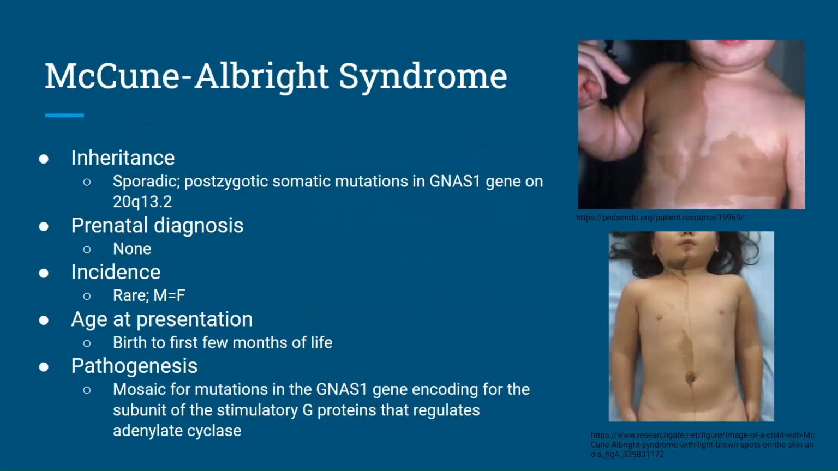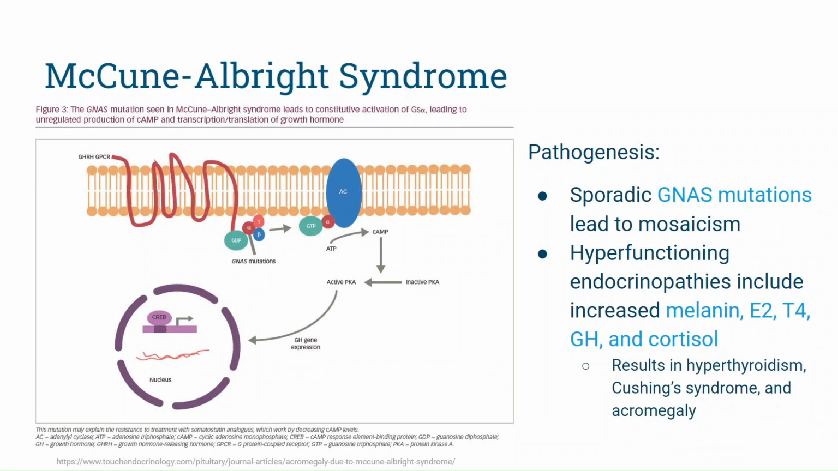McCune-Albright syndrome. McCune-Albright syndrome is a sporadic post-zygotic somatic mutation in the GNAS1 gene. Pathogenesis here, you're going to have a mosaic distribution, so you might see some unilateral findings. The mutation in the GNAS1 gene is a stimulatory G protein product that regulates adenylate cyclase. So here's a good example of adenylate cyclase maintenance, as well as how this downstream affects growth hormone, etc. So these sporadic GNAS mutations lead to mosaicism.